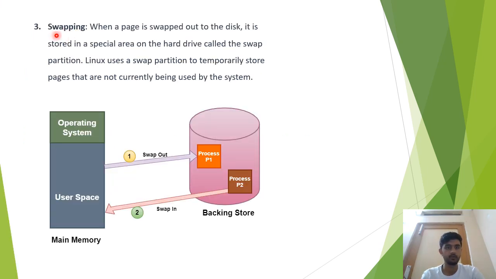Next, swapping. When a page is swapped out to the disk, it is stored in a special area on the hard drive, which is called the swap partition. Like when all the frames are allocated and there's no space left, and a new process comes, one of the old processes is swapped out to the swap partition, and the new process is allocated a frame in the main memory.